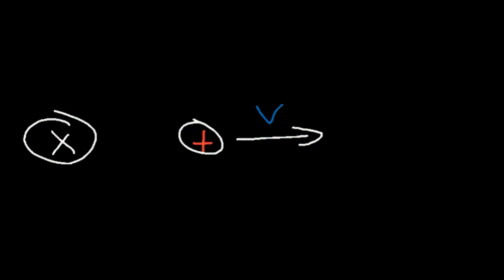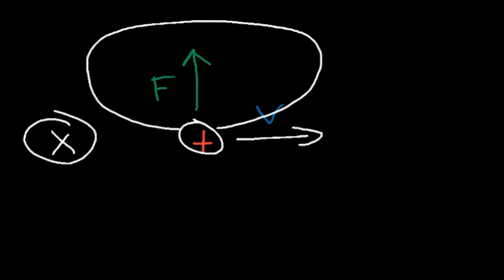So let's say you have a positive charge and it has a velocity vector moving towards the right, and the magnetic field is directed into the page. In this case, the positive charge will feel a force that is directed upward. So it's going to cause this charge to move in a circle. In this case, the magnetic force provides the centripetal force on this moving charge.